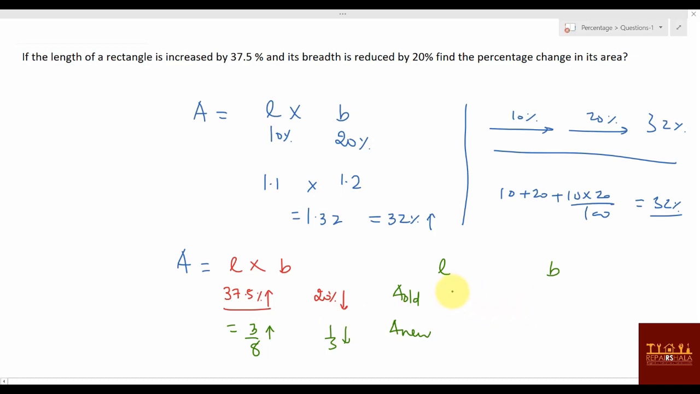So what can you say about length? 8 will become 8 plus 3, that is 11. Yes or no? 37.5% increase means base will become base plus result. 8 will become 8 plus 3. And breadth will become how much? 5 will become 5 minus 1, that is 4. So you can say this is 40 and this is 44. How much change is happening? 4. So percentage change is 4 by 40 into 100, that is 10%. So a 10% increase will happen in your area. I hope this is clear. You can go by this method also.